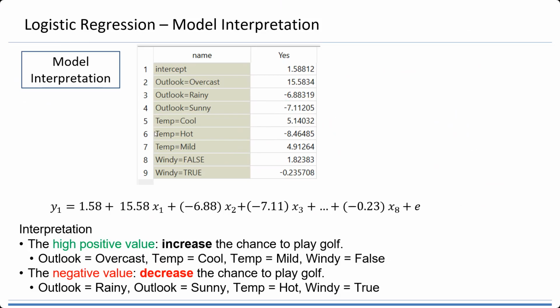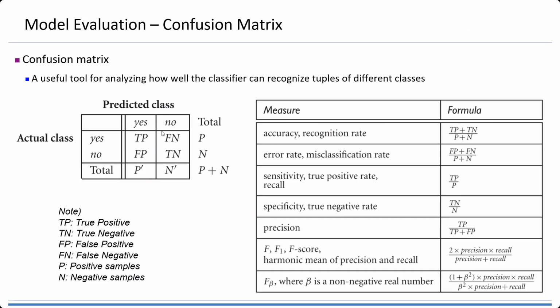Based on this model, we know the interpretation. Now we need to check how to measure the performance. We call it the confusion matrix. The confusion matrix is a useful tool for analyzing how well the classifier can recognize tuples of different classes. There is some terminology: TP, TN, FP, FN, and so on.